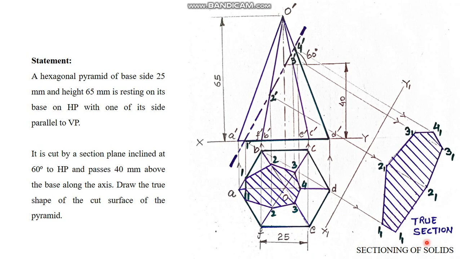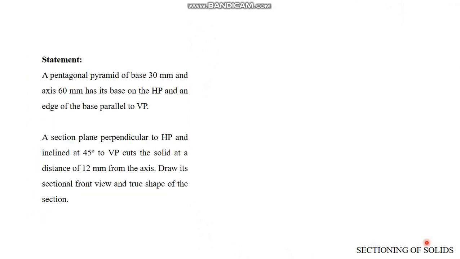The second problem is: a pentagonal pyramid of base 30 mm and axis 60 mm has its base on HP and an edge of the base parallel to VP. A section plane perpendicular to HP and inclined at 45 degrees to VP cuts the solid at a distance of 12 mm from the axis. Draw its sectional front view and true shape of the section. This is the solution of the problem.